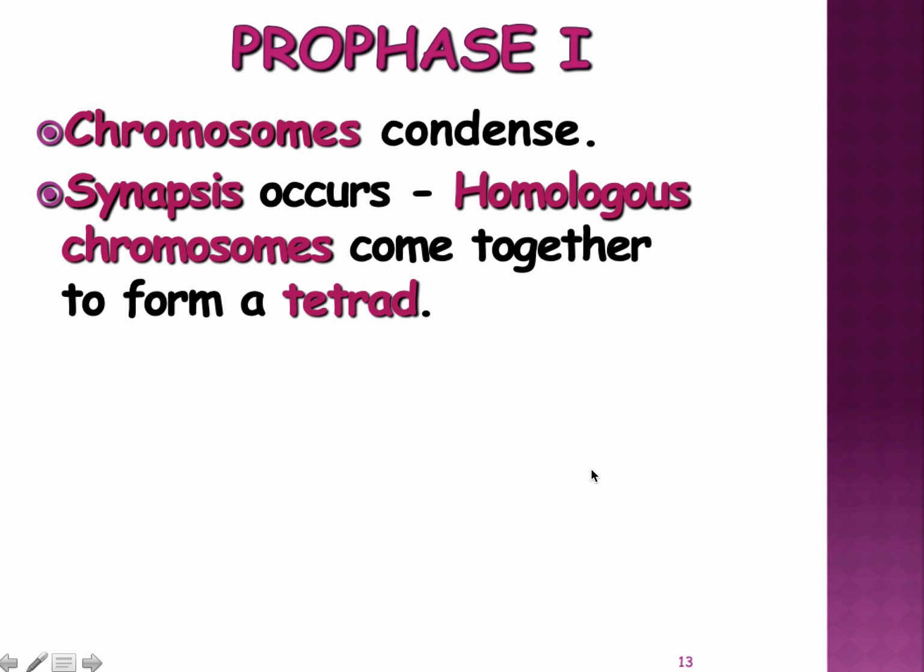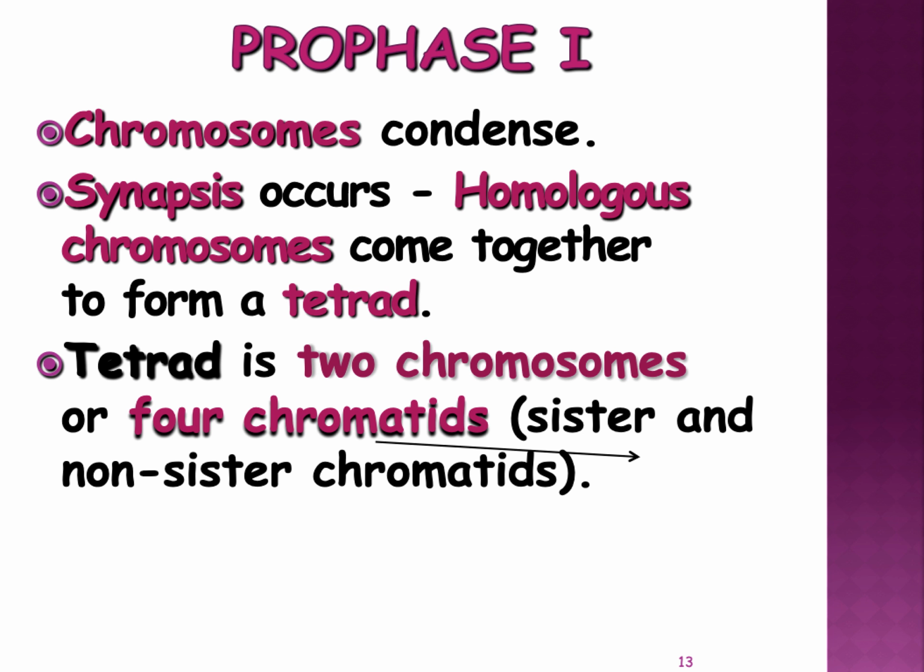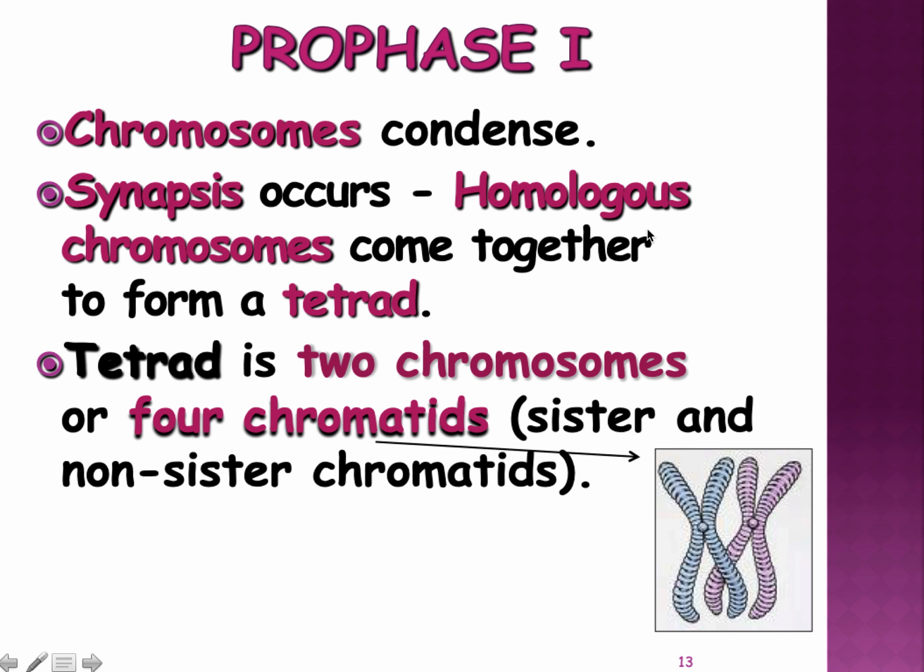Okay, so in prophase 1, not completely unlike prophase in mitosis, the chromosomes condense, meaning that you can see them. They become tightly wound. And then we have something called synapsis happening. So we have homologous chromosomes coming together to form a tetrad. Basically chromosomes that are alike will match up with one another. Okay, and then they form something called a tetrad.